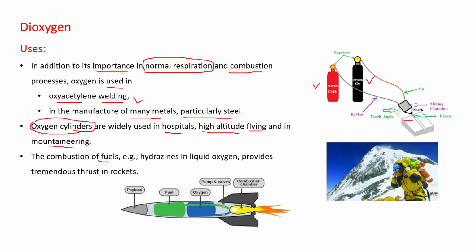The combustion of fuels like hydrogen in liquid oxygen provides tremendous thrust in rockets. In a rocket, hydrogen is used as a fuel, and to burn it we use liquid oxygen. These are the uses of dioxygen.